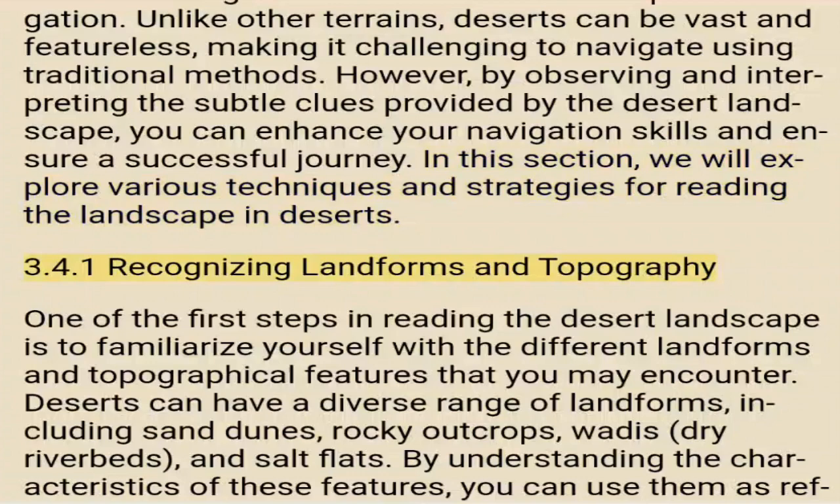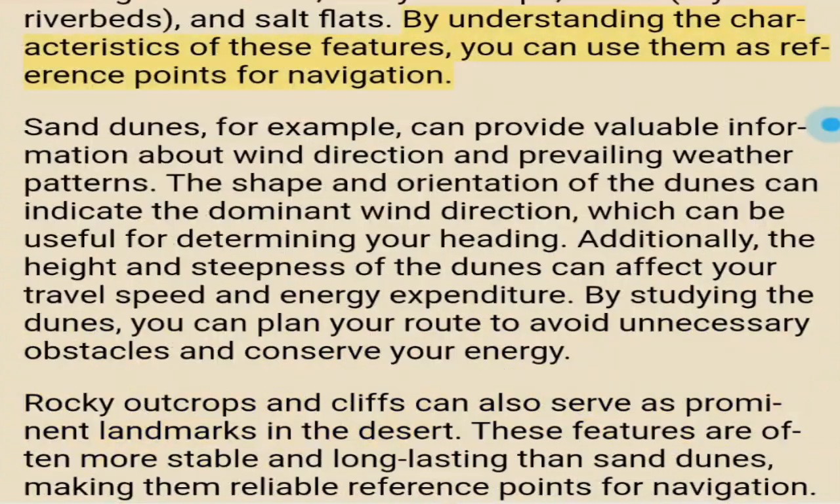3.4.1 Recognizing landforms and topography. One of the first steps in reading the desert landscape is to familiarize yourself with the different landforms and topographical features that you may encounter. Deserts can have a diverse range of landforms, including sand dunes, rocky outcrops, wadis, dry riverbeds, and salt flats. By understanding the characteristics of these features, you can use them as reference points for navigation.